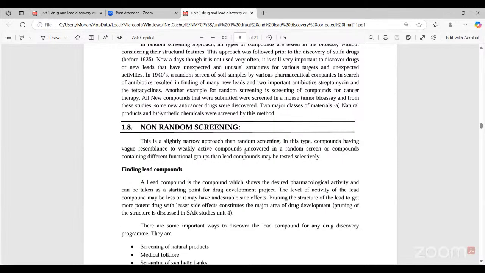Non-random screening is a slightly narrower approach than random screening. In this type, compounds having a vague resemblance to weakly active compounds uncovered in a random screen, or compounds containing different functional groups, may be tested selectively as lead compounds.